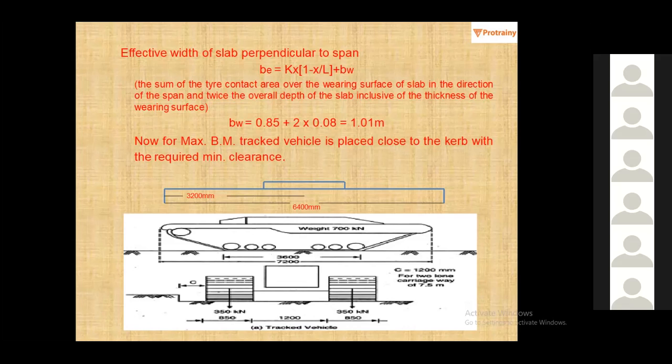Is this clear to you? Sir, please go overall on depth, won't it be added? What about the overall depth? Twice the overall depth of the slab is written over there. I think 2 into 0.5. Yeah, that is by mistake.